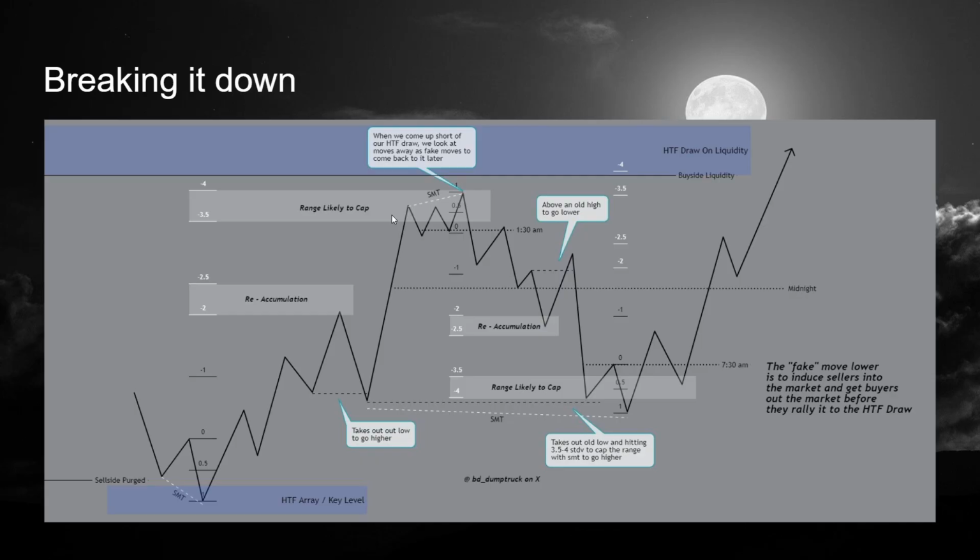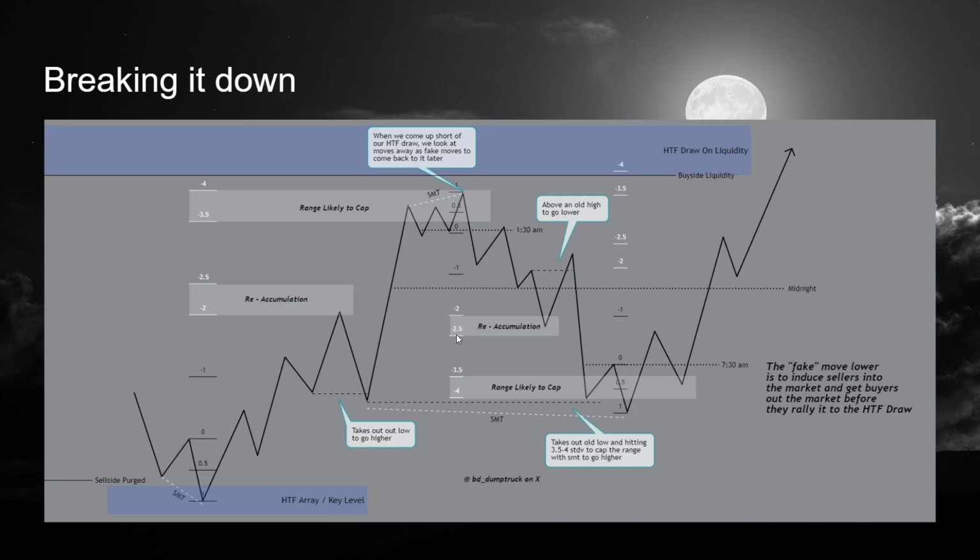All right. And we start the internal sell model here. Okay. So we cap the range of this market maker model, and then we see the consolidation here. We start the new market maker model here. Okay. To the downside. And you can see we move straight down. We go back to 2 to 2.5. We'll see that reaccumulation above an old high once again to go lower.